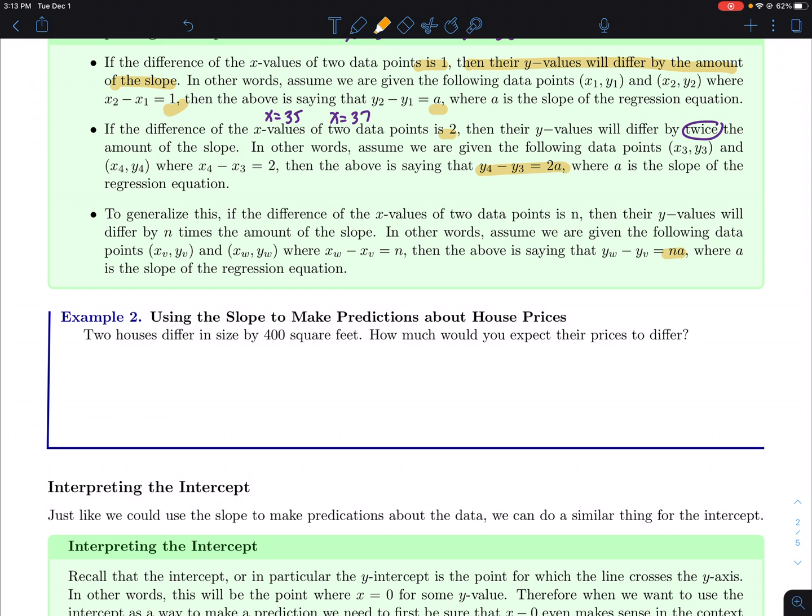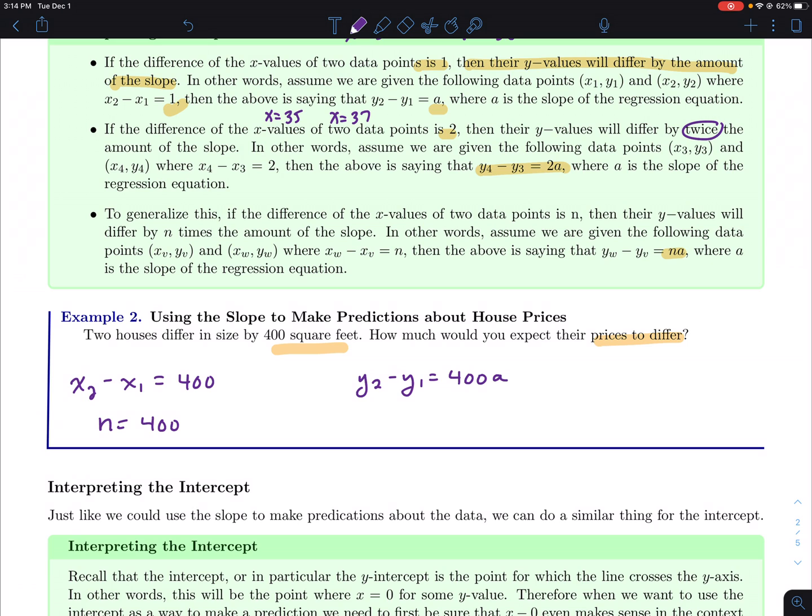So in this case, two houses differ in size by 400 square feet. How much would you expect their prices to differ? So in this case, that 400 is actually the x2 minus x1, which equals my 400, or another way to think about it, my n in this case is going to be 400. So that means my difference in y values is going to be y2 minus y1 equals 400 times the slope.